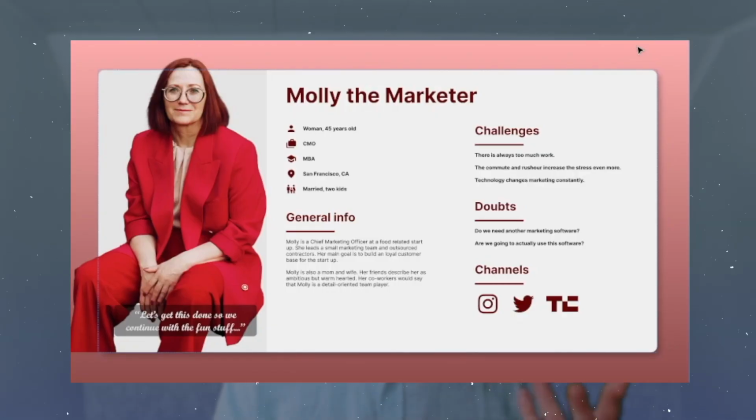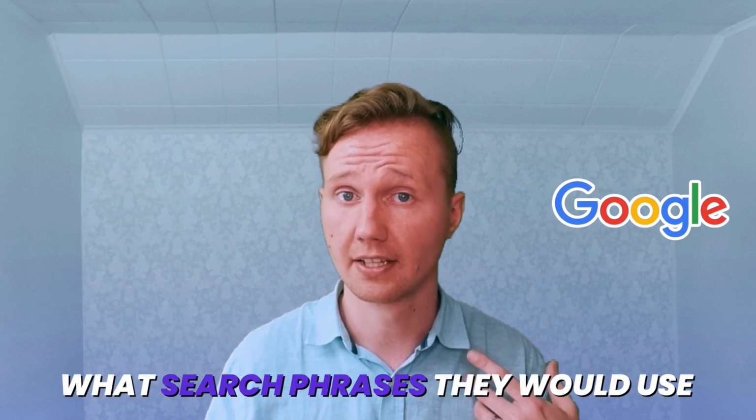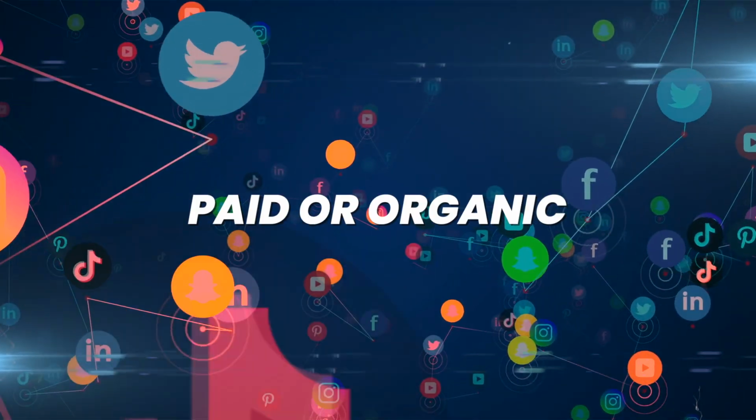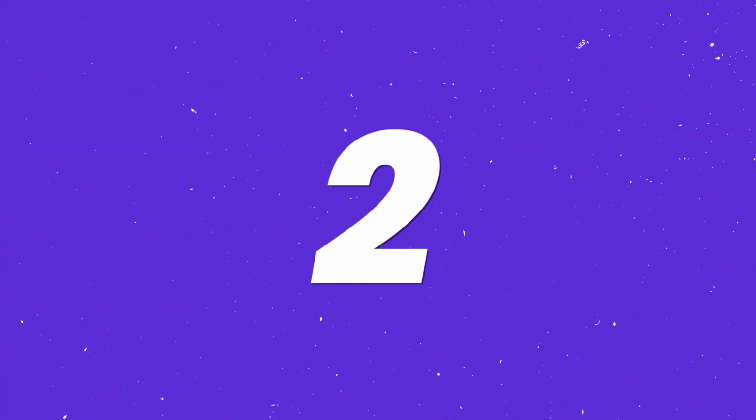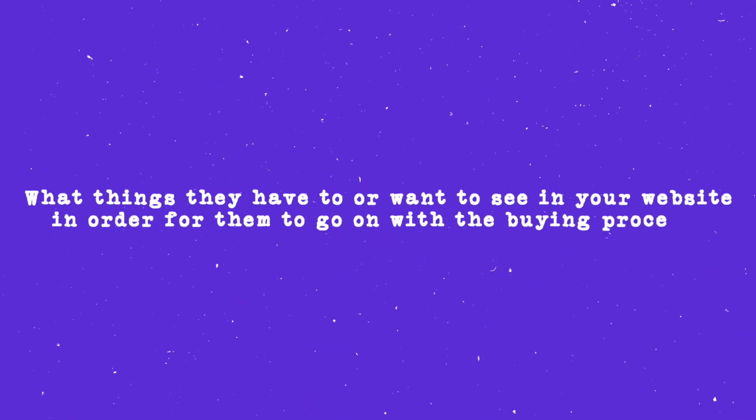Of course, there are some things you could add to that template or whichever template you are using regards to the web design part of the project. First would be, how do they find your website? Maybe Google, what search phrases they would use, social media, paid or organic, or maybe even directly from a recommendation, and where would that recommendation come from? Secondly, what would be the most important thing or benefit you should communicate to this specific persona? And thirdly, what things they have to or want to see in your website in order for them to go on with the buying process.